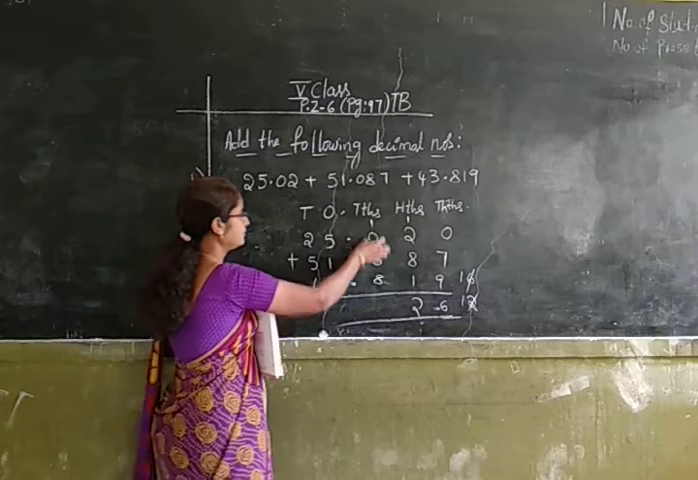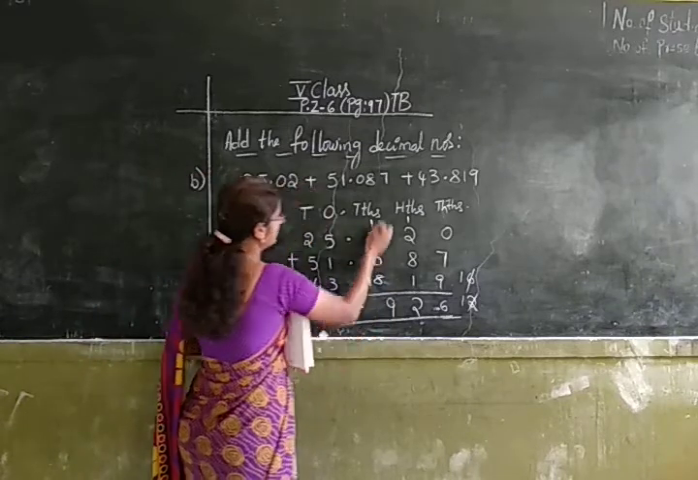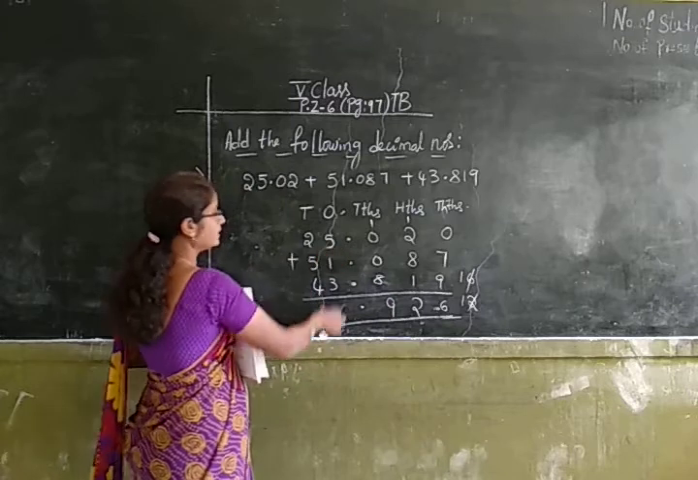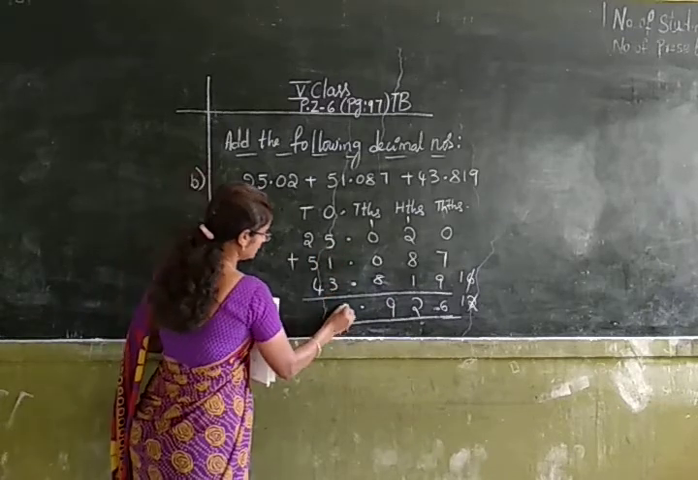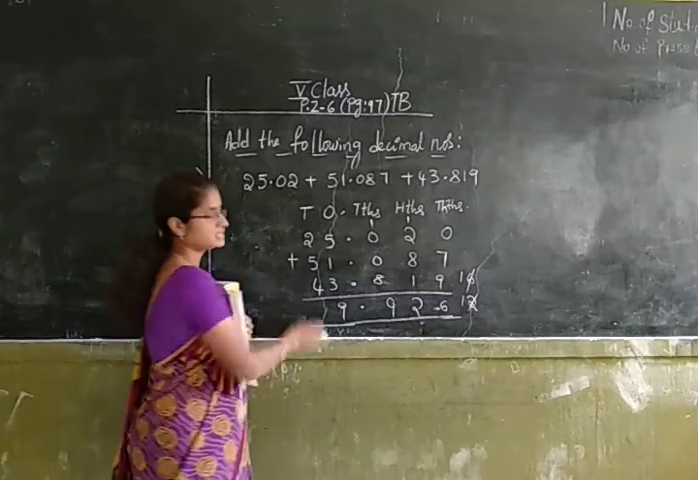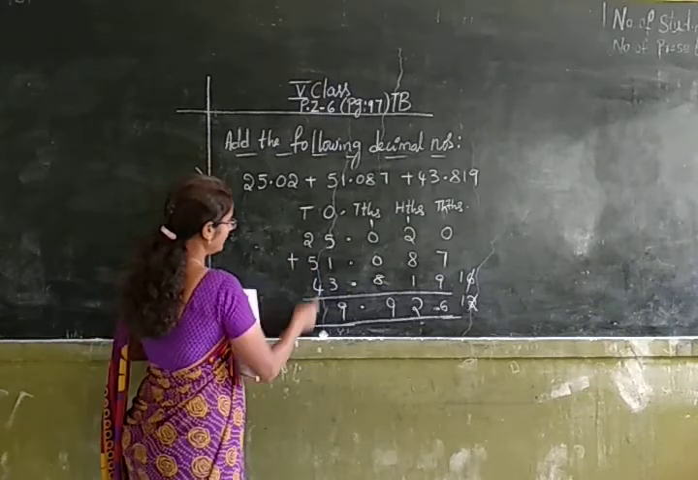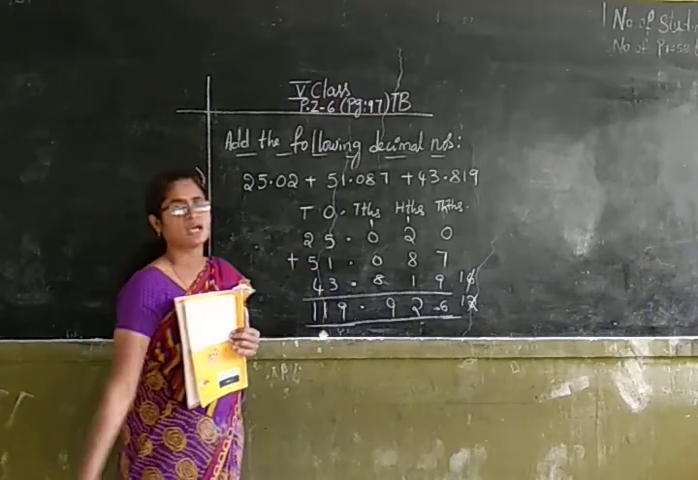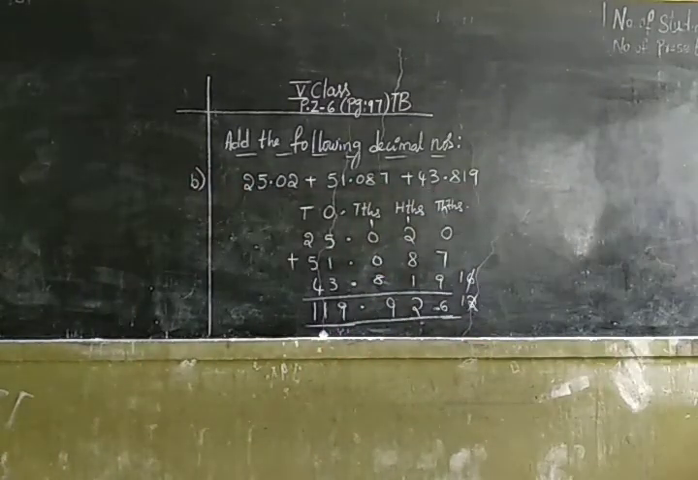Now add the numbers in the tenths place. 8 plus 1 is 9. After adding the numbers in the tenths place, add the numbers in the ones place. 5 plus 3 is 8. 8 plus 1 is 9. After adding the numbers in the ones place, add the numbers in the tens place. 5 plus 4 is 9 and 9 plus 2 is 11. So the answer is 119.926.